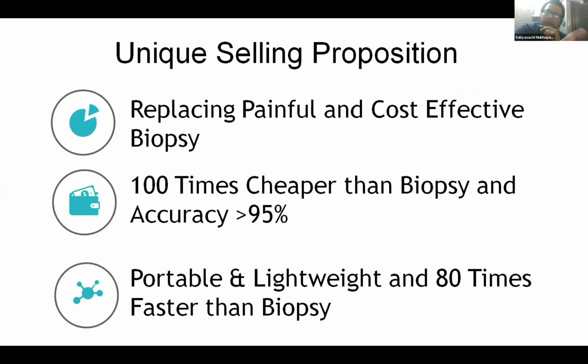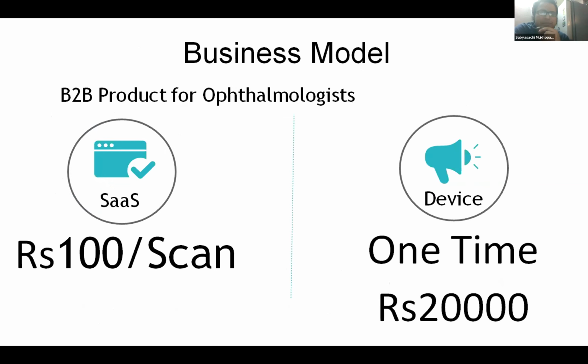Now, as I was mentioning during our discussions of the philosophy stage, I will mention the unique selling proposition. Replacing painful and costly biopsy, 100 times cheaper than biopsy, accuracy greater than 95%, portable, lightweight, and 80 times faster than biopsy. And that is very, very important for how you are going to develop your business model or overall revenue model.